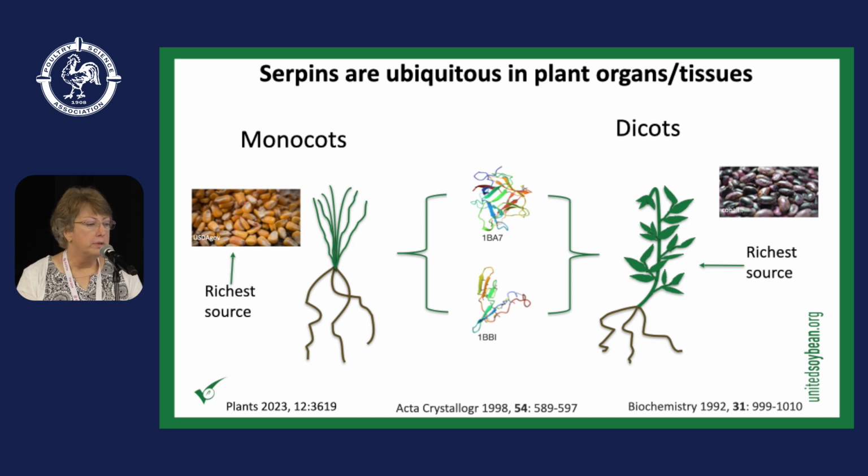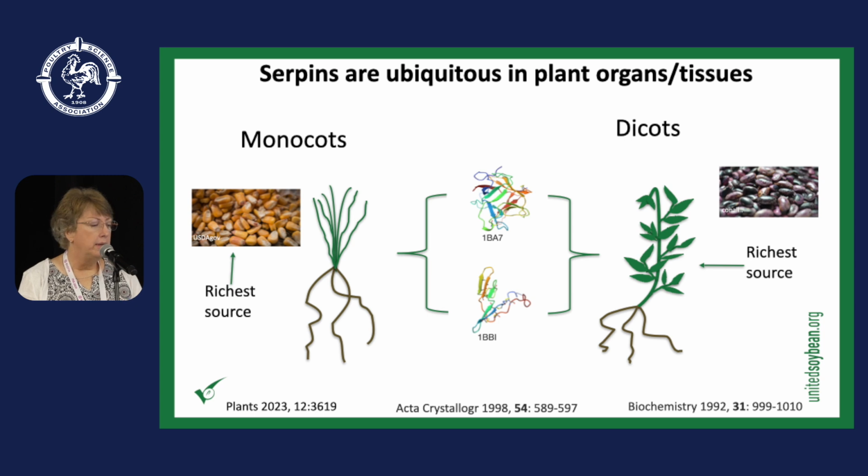Okay, so the serpins are ubiquitous also in plant organs and tissues, because that's the next question I always ask. Okay, it's in the plant, where is it in the plant? A little bit different between monocots and dicots. So what's shown here in the middle of that slide is a lovely structure for the Kunitz trypsin inhibitor, KTI, or the Bowman-Birk inhibitor, which is below it, the BBI. And those are just examples of serpins.